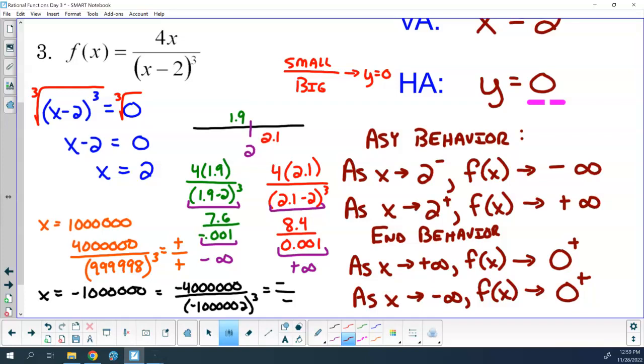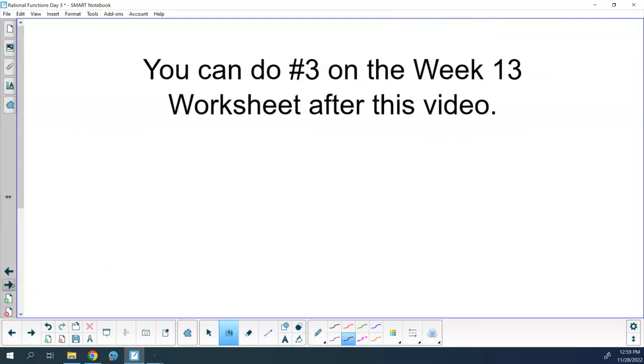Okay? You now have enough information to get through number 3 on the worksheet. So you should be through by the end of class today, or by the time you show up to class tomorrow on Thursday, you should have numbers 1, 2, and 3 done on the worksheet.